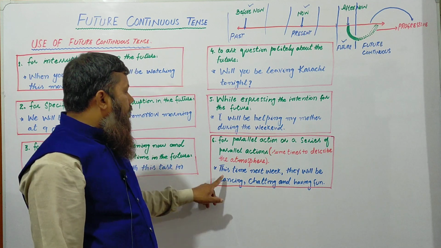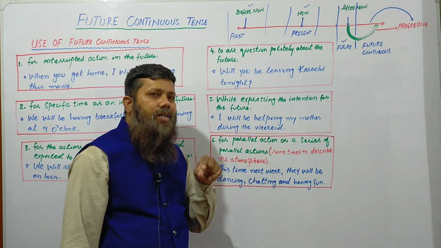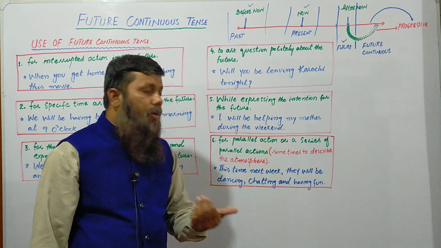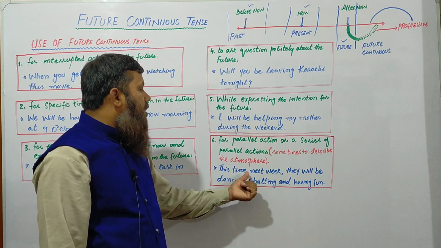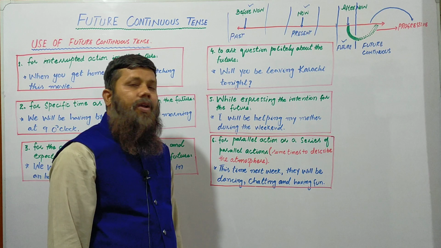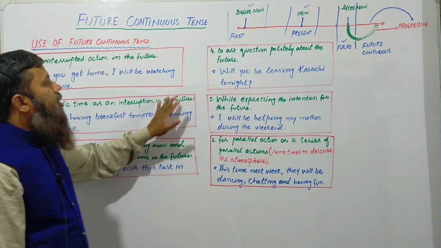Okay, so we can use this time next week. Next week, that means the next week did not come right now. It will come. When time will approach, the action will be going on. So this time next week, they will be dancing, chatting, and having fun. Okay, do you get it? I think so. You have understood the usage.